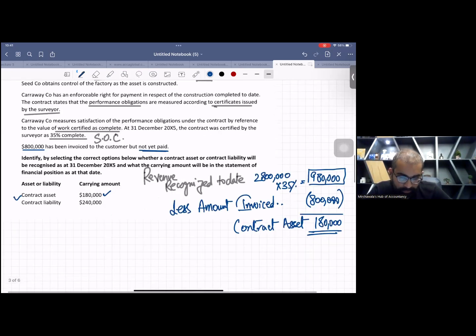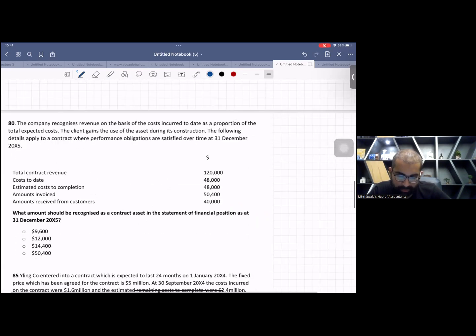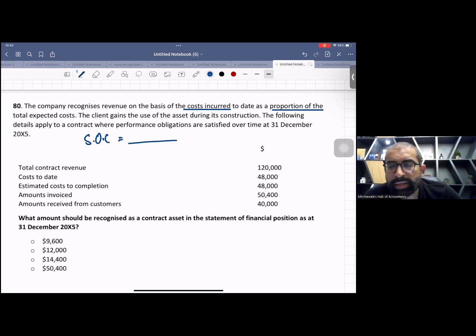Next, first question number 80. The company recognizes the revenue on the basis of cost incurred to date as a proportion of the total cost. That means the formula for stage of completion is cost incurred to date divided by total estimated cost. This is input method. Students, you have done this in the income statement. You know the meaning of input method.